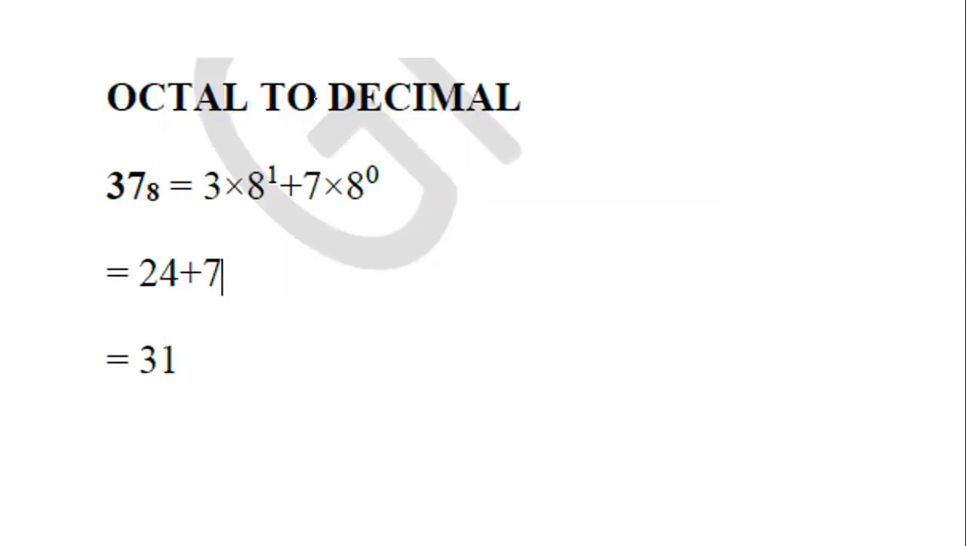Next, a simple example I have taken. For octal to decimal conversion, I have given only 37 to the base 8. How will you do it? First is 7 into 8 to the power of 0, and this position is 0. This position is 1. So 8 to the power of 0 for this, and 8 to the power of 1 for this. So 7 into 8 to the power of 0, and 3 into 8 to the power of 1. So this is going to be 7.